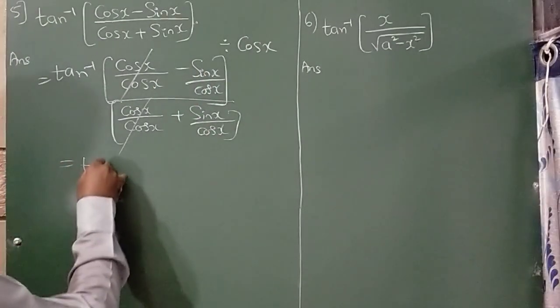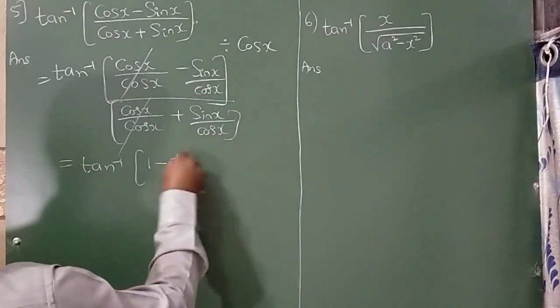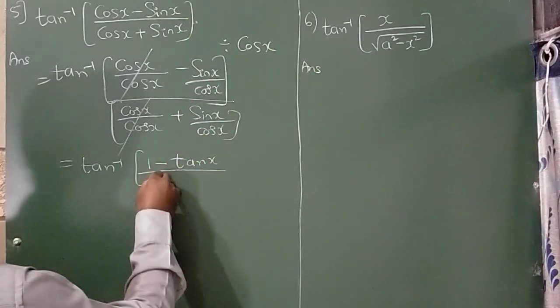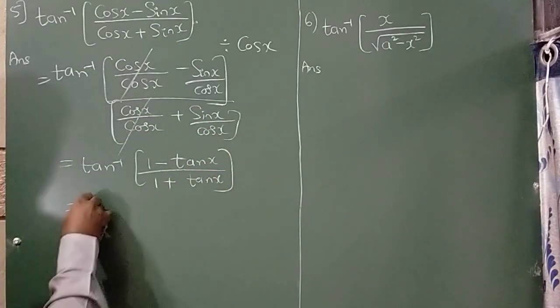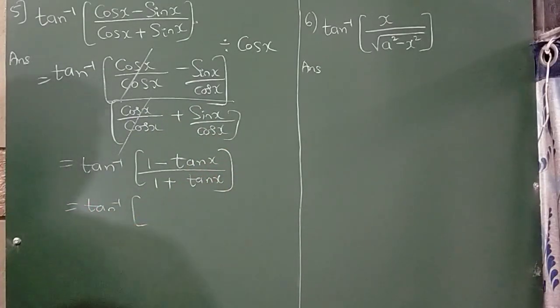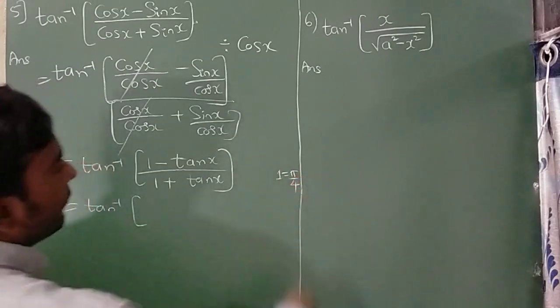So what can I write here now? 1 minus sin by cos is tan. 1 plus sin by cos is tan. Now tan inverse of, so 1 means it is pi by 4. That is nothing but 45 degree.